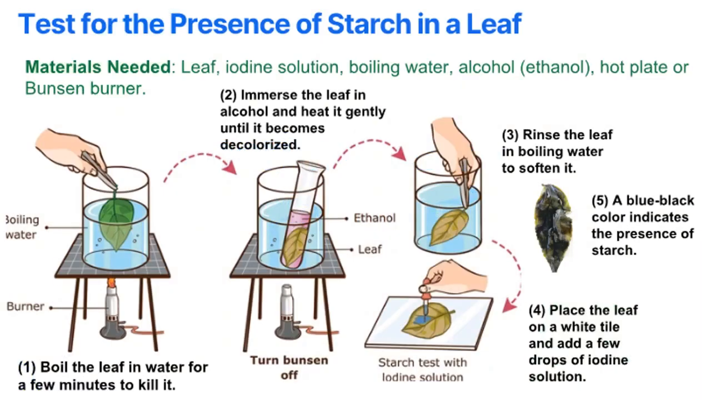This experiment involves: 1. Boiling the leaf to kill it. 2. Decolorizing it in alcohol. 3. Softening it in boiling water. 4. And then testing for starch using iodine solution. The presence of starch is indicated by a blue-black color.